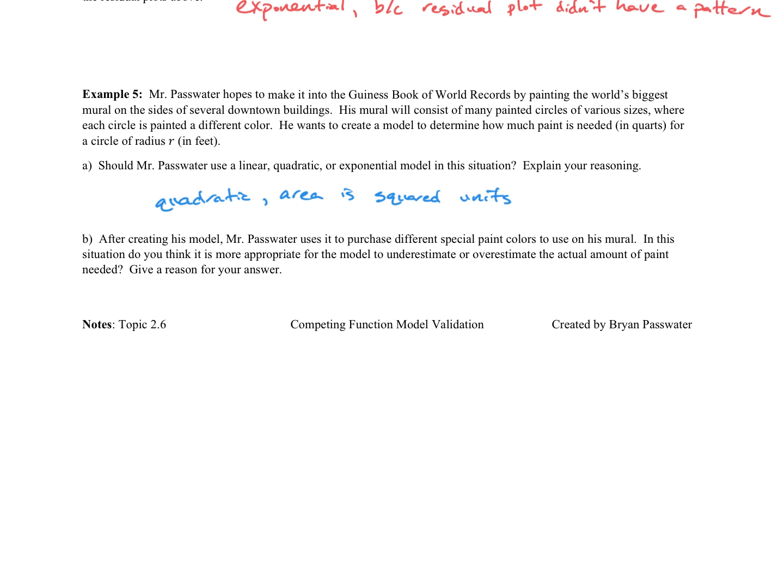All right, part B. After creating his model, Mr. Passwater uses it to purchase different special paint colors to use on his mural. In this situation, do you think it is more appropriate for the model to underestimate or overestimate the actual amount of paint needed? Give a reason for your answer. All right, what would be better, an overestimate or an underestimate? An overestimate. All right, you want an overestimate. Why? So he has enough paint. Exactly. All right, so you don't want to run out of paint.